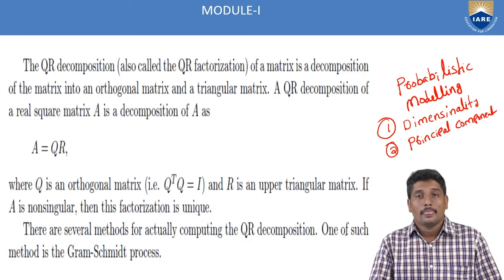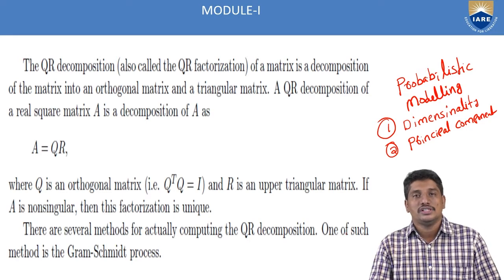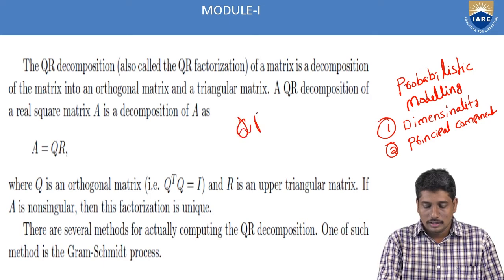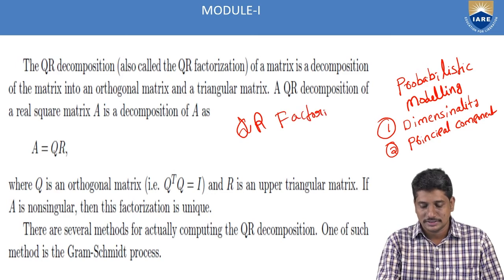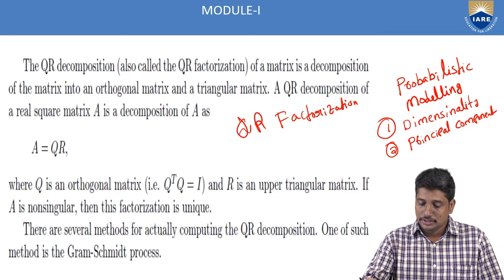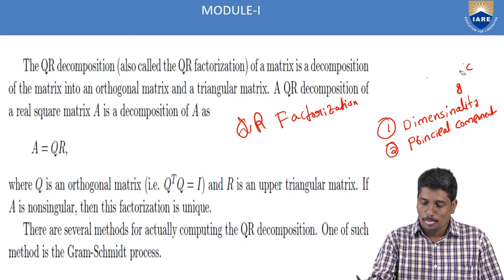Now, today, we are going to discuss one of the important dimensionality reduction methods under principal component analysis, that is QR factorization of a matrix, or QR decomposition of a matrix. Let us look into the details.